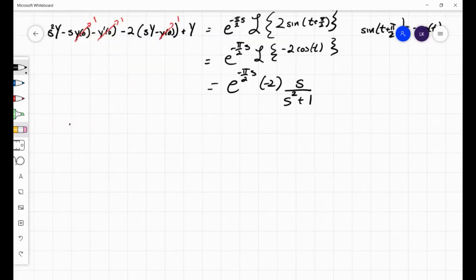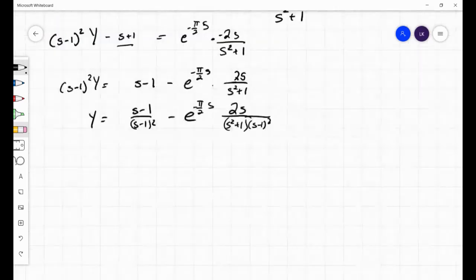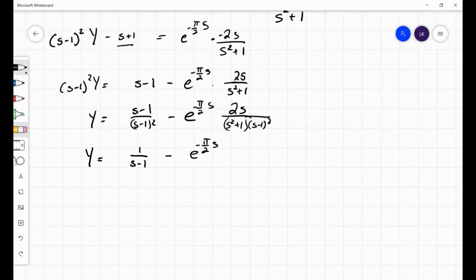Okay, so you gather the terms that have a Y in them. So you get s squared minus 2s plus 1 times big Y. And then the remaining terms would be minus s minus 1 plus 2. Oh, this is a factor. This can be factored into a perfect square. We isolate Y on the left-hand side, then divide by s minus 1 squared. We're almost ready to take the inverse Laplace. Here we just reduce. And over here, well, we have to do partial fractions.